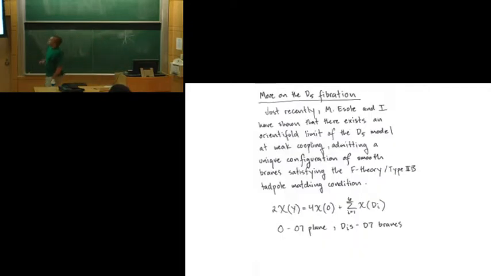And then I'll talk a little bit more on this D5 fibration. Just recently, in the past week, Mboyo Sol and I have shown that there exists an orientifold limit of the D5 model at weak coupling, admitting a unique configuration of smooth branes satisfying the F-theory type IIB tadpole matching condition.